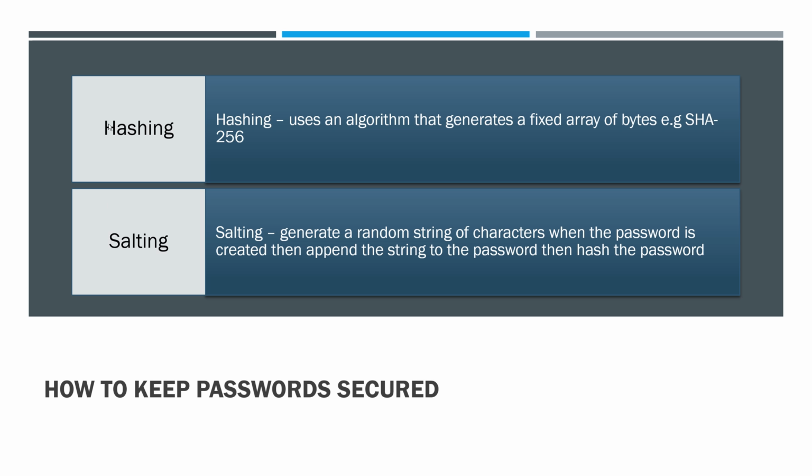Looking at another way to help secure this hashing even further is salting. Salting will generate a random string of characters when the password is created, and then it will append that string to the password and then hash that password. Basically, it's just going to generate a random string and put that random string throughout the password to help secure it even further.